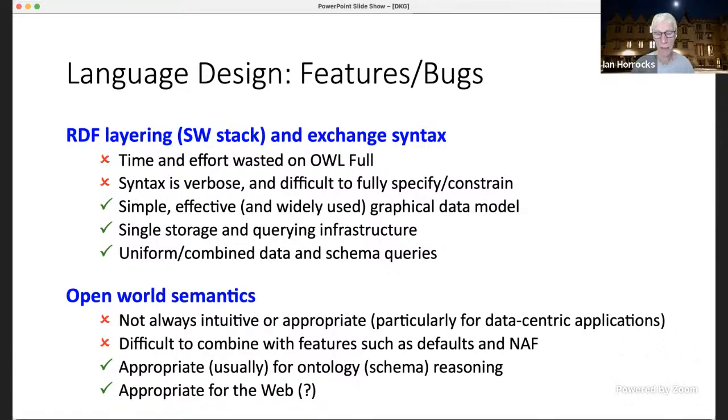And there were arguments that this was appropriate for the web because we could never really know everything that was out there on the web. But on the negative side, open world semantics is not always very intuitive or appropriate, particularly if your main focus is querying large data sets, where people usually expect something more like a database closed world semantics. And it also makes it difficult to combine OWL with features such as defaults and negation as failure.